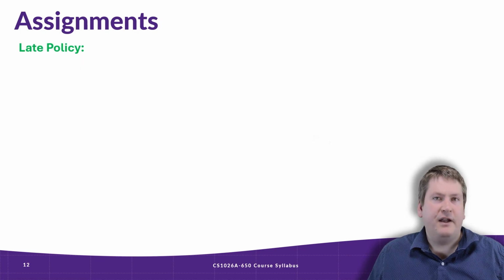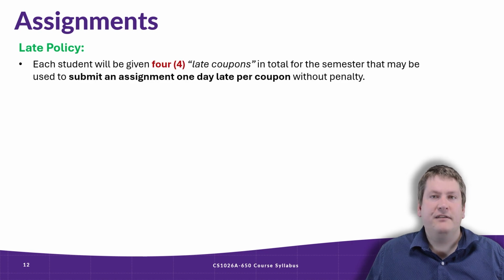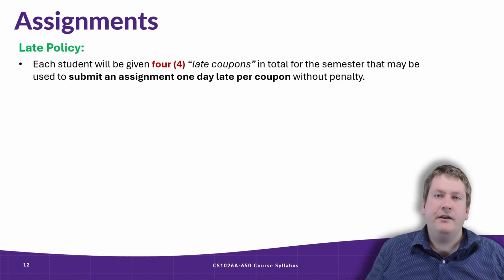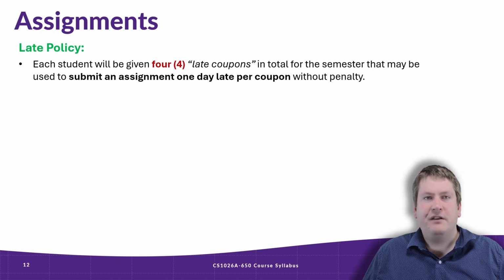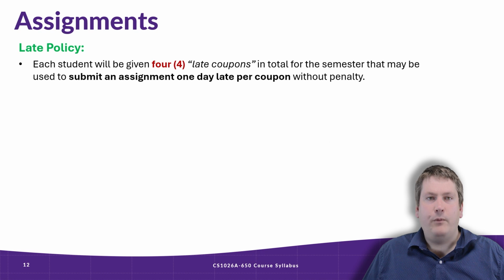So what happens if your assignment is submitted late? Well, for this course, we're going to be using a late coupon system as our late policy. This means each student starts the course with 4 late coupons that can each be used to give a 24-hour grace period with no late penalty. For example, if the due date for an assignment was September 1st at 11:59 p.m., using 1 late coupon would allow you to submit by September 2nd at 11:59 p.m. with no penalty. Using 2 would allow you to submit September 3rd at 11:59 p.m., and so on.